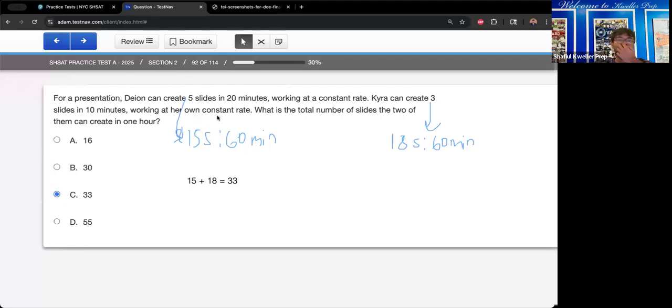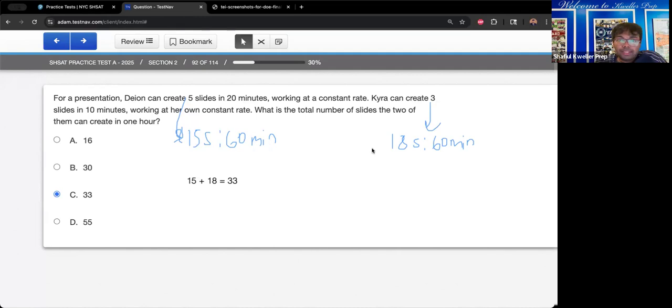Okay, so someone just wants me to explain this one again. So 5 slides in 20 minutes, convert each ratio to 60 minutes, which is an hour. So if he creates 5 slides in 20 minutes, he creates 15 slides in 60 minutes. 20 times 3 is 60, 5 times 3 is 15. Kyra makes 3 slides in 10 minutes, so 18 slides in 60 minutes. 3 times 6 is 18, 10 times 6 is 60.